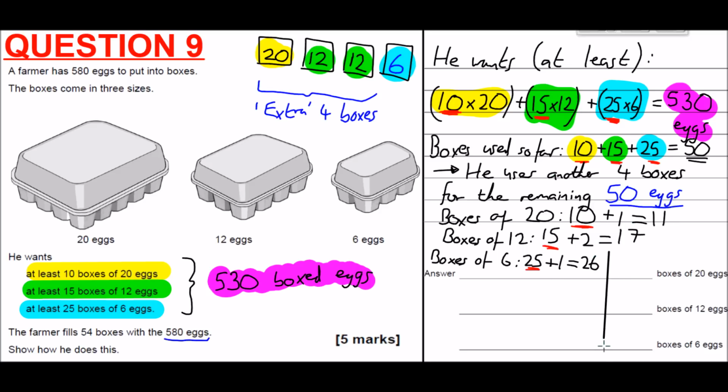And so the working out has gone a bit further than expected, but I'll just box off the answer so we're not in the way. Obviously in your exam you'll have more space than here. So boxes of 20 is 11. Boxes of 12, there would be 17. And boxes of 6, you'd end up with 26. Not the easiest question, but that's question 9 done. And I'm sure you'll agree that was pretty exciting.